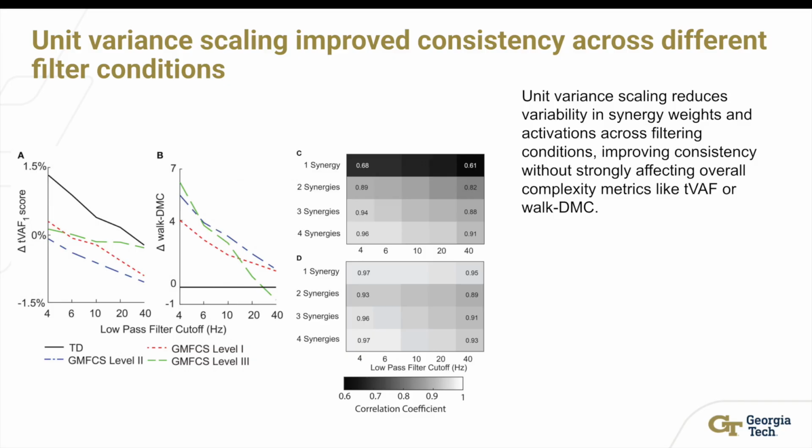Using unit variance scaling was shown to reduce variability in calculated synergy weights across different filtering conditions without affecting metrics like TVAF or walk DMC. This makes unit variance scaling attractive as it helps increase the reproducibility of results across different labs.